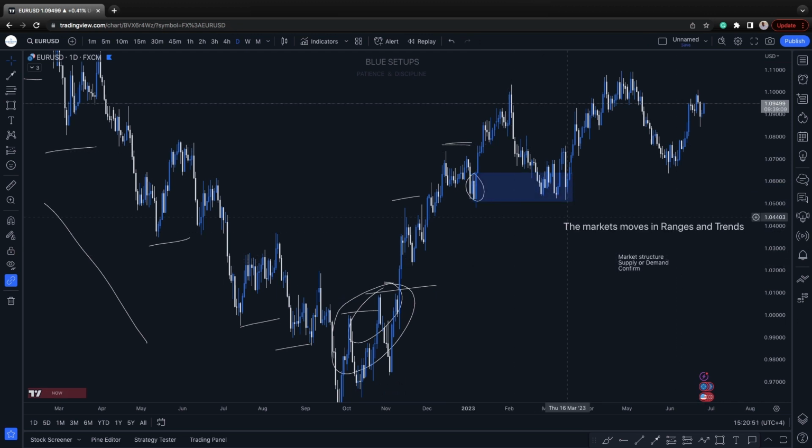So what does that mean for us? It means that the range with which we want to see the market is from this low to this high, right? So this is the range with which we are working.